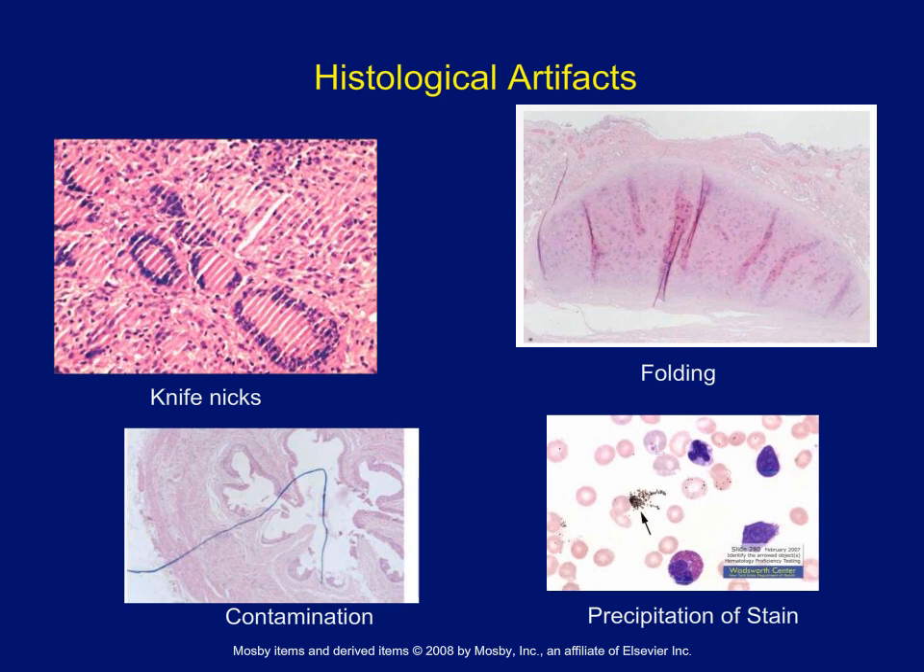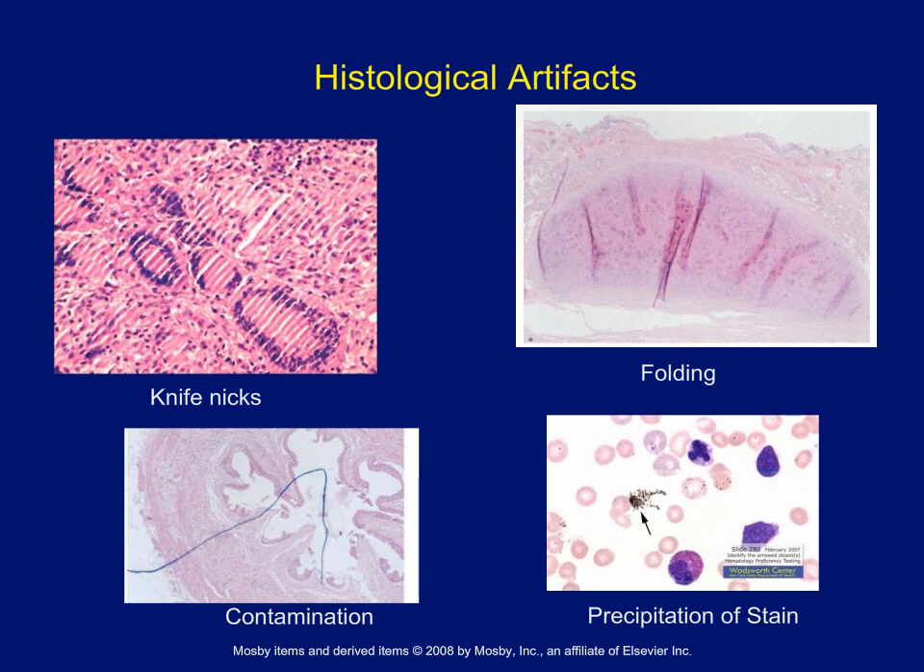There can also be contamination, as you see at the lower left-hand side. That's a picture, looks like it's through the digestive tract, maybe small intestine, and that long blue thing you see in there is actually just a clothing fiber or cellulose fiber. It got in there inadvertently. It's not part of the specimen.